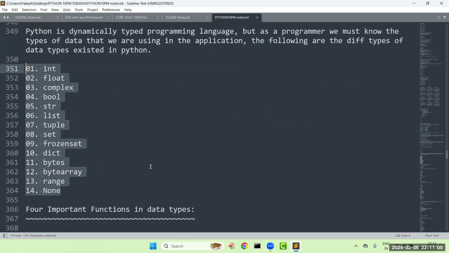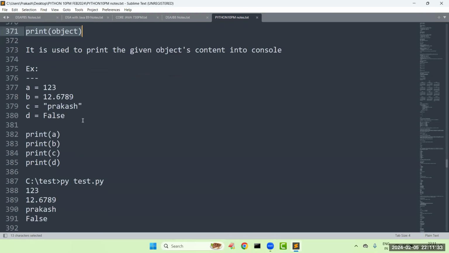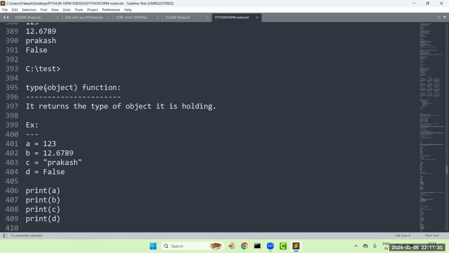And there are a total of 4 functions in Python. So with respect to the data types, when we are working with the data types, we have to remember these functions. What is the first function I covered? print of object. You can give any object as an argument to this function. It is used to print that particular object's content on the screen. Next, type of object is also there. It is going to return what type of object it is holding.